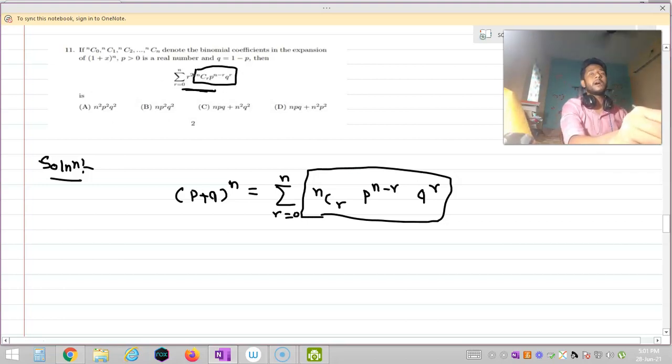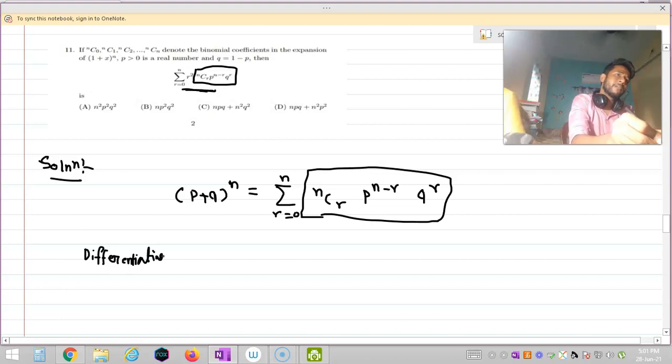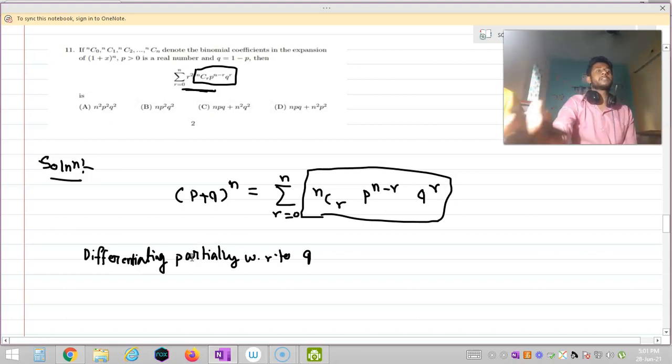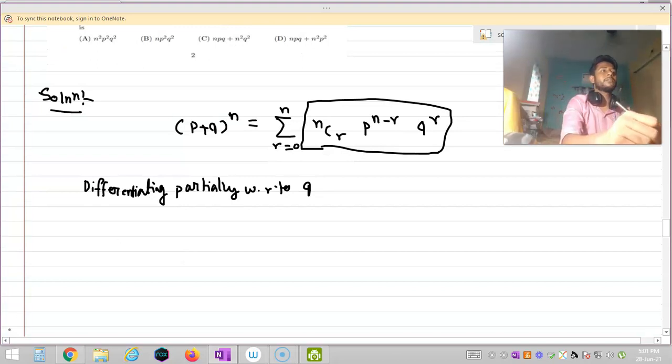So I have to get an r². To get an r, what I can do is differentiate this with respect to q. So I am going to differentiate both sides. Now you can see that there is also another term, p. That's why I am differentiating partially with respect to q.